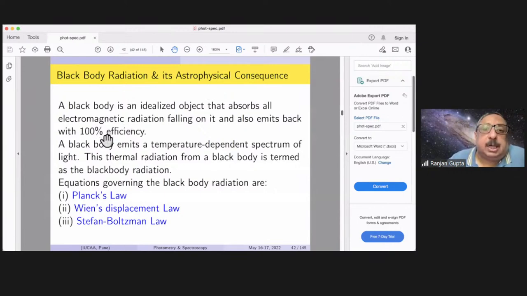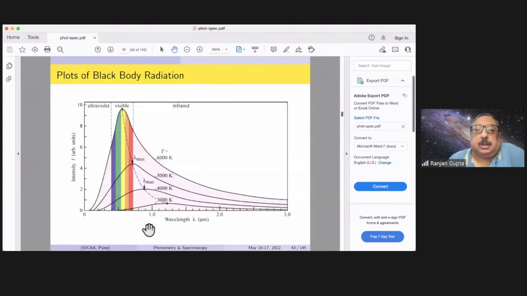So blackbody is an idealized object that absorbs all the electromagnetic radiation falling on it, and also emits 100%. There is no such ideal blackbody, of course, though you have equivalents, which are called primary and secondary and so on. It's a temperature-dependent spectrum. And there are three parts of blackbody: the main one is Planck's law, then Wien's displacement law, and Stefan's law. I'm just revising in an astrophysical context.